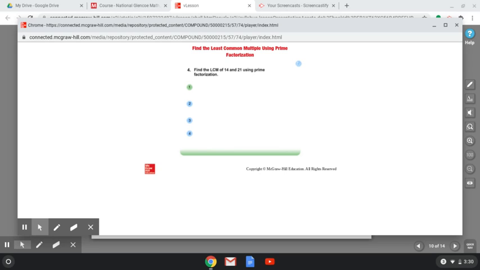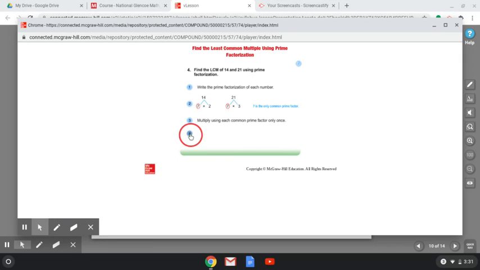It's not super duper hard, but the first thing you have to do is find the prime factorization of each number. If you forgot what that means, it's making these little factor trees, right? So we know that 14 is equal to 7 times 2. We know that 21 is equal to 7 times 3. Therefore, basically, you multiply using each common prime factor only once, which in this case, they only have one prime factor in common, which is 7.